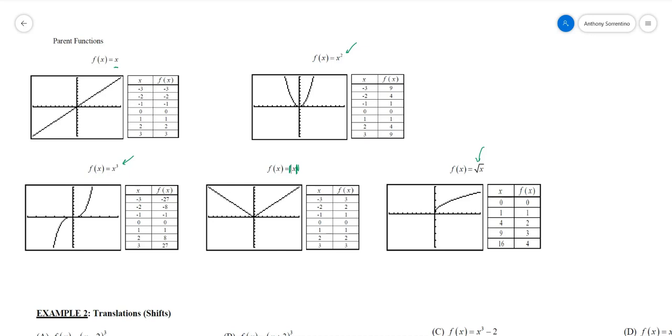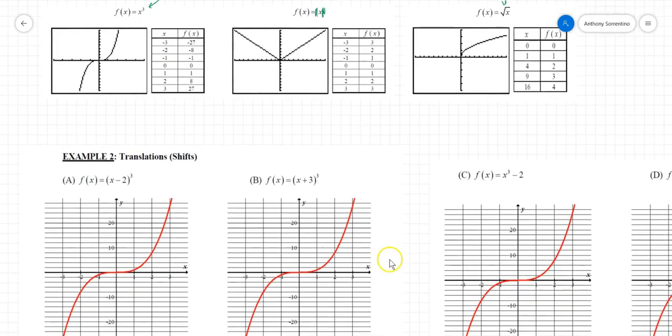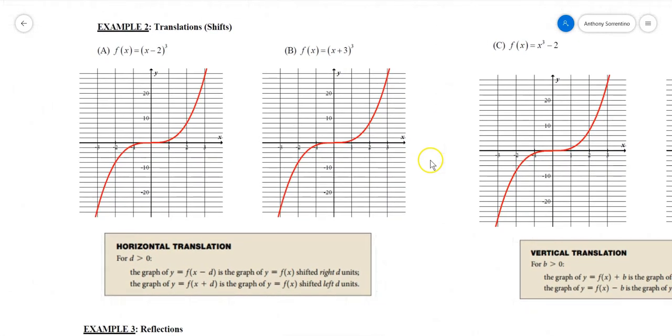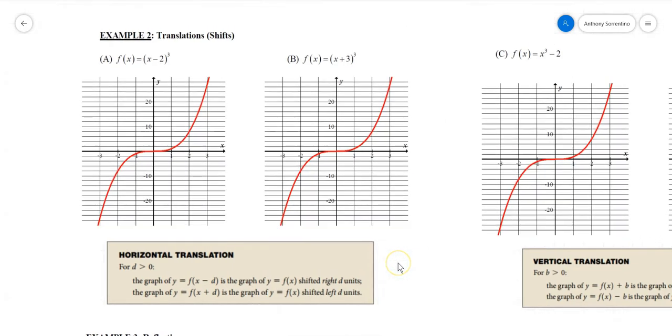So there are several different types of transformations that we're going to talk about. The first one deals with translations, which are also known as shifts. These are going to be things that cause the graph to move in one direction or another. Okay. So the first type we have is a horizontal translation. These occur when I have numbers inside of the parentheses on my function. So you notice here that I have a -2 in here. I have a +3 in here.